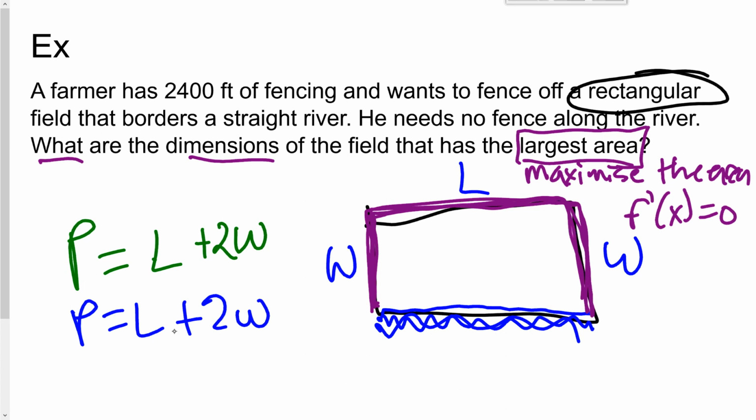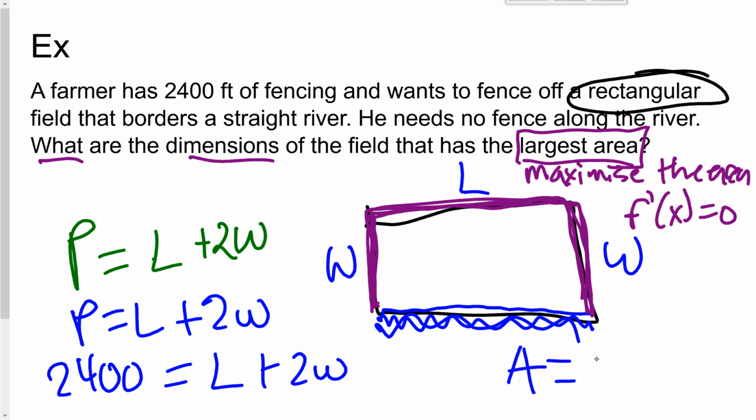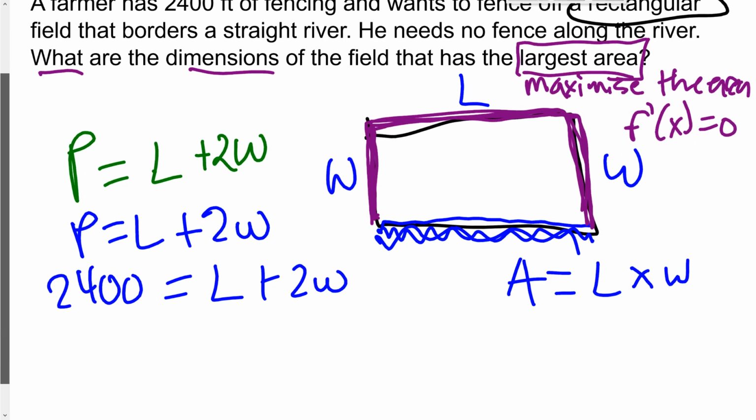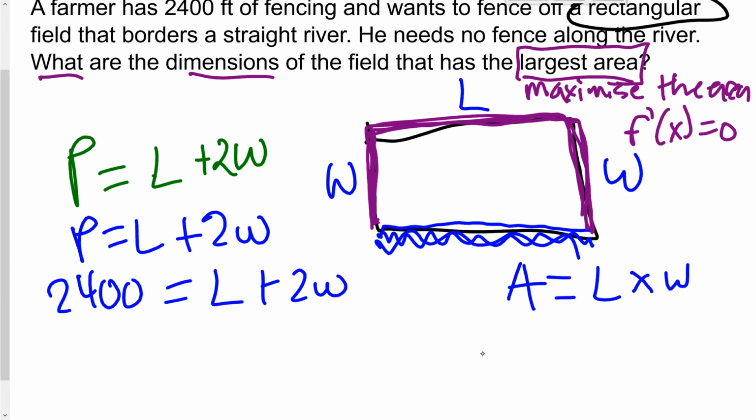So we're going to use this formula to help us because we know we're using 2,400 feet of fencing, so it's going to equal this. But then for area, the formula for the area of a rectangle is length times width. So if I want to maximize my area, I want to find the derivative of my area, set that equal to 0, and then go ahead and plug that in.